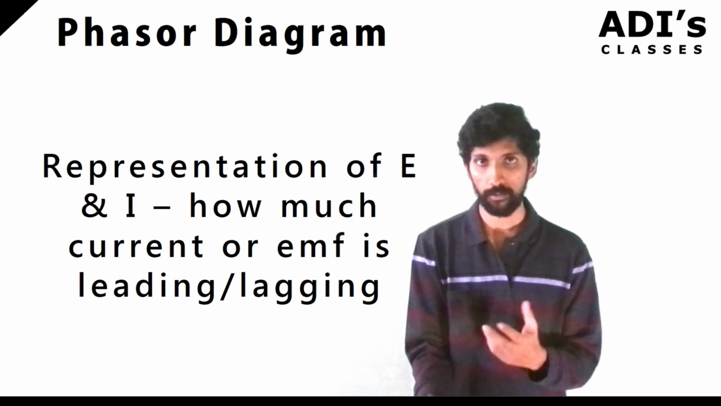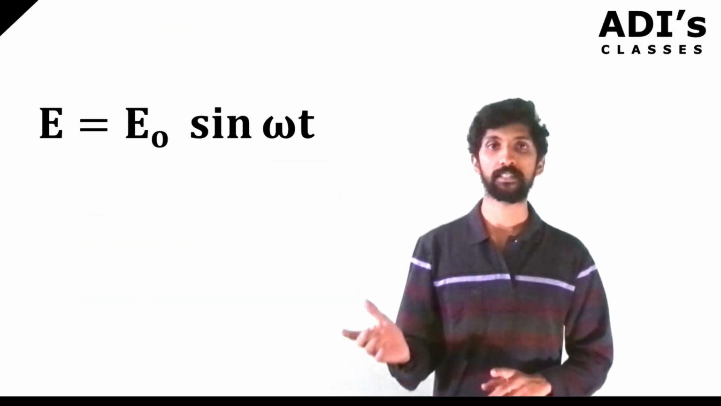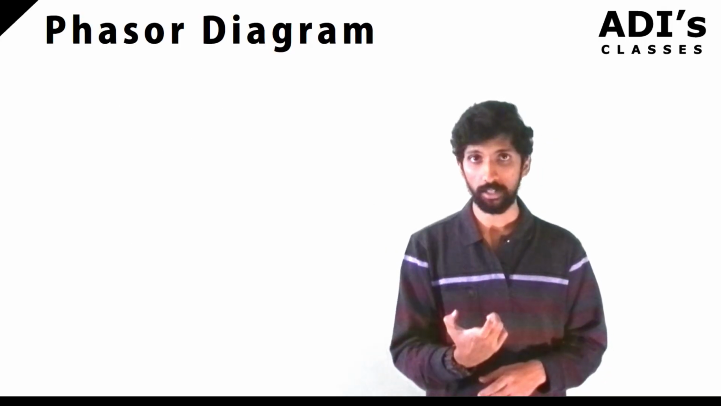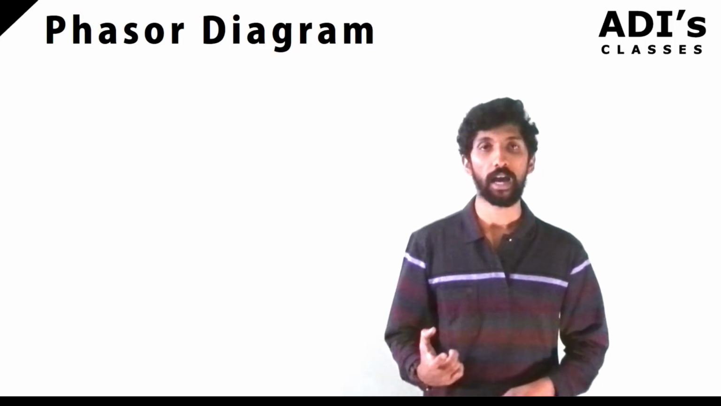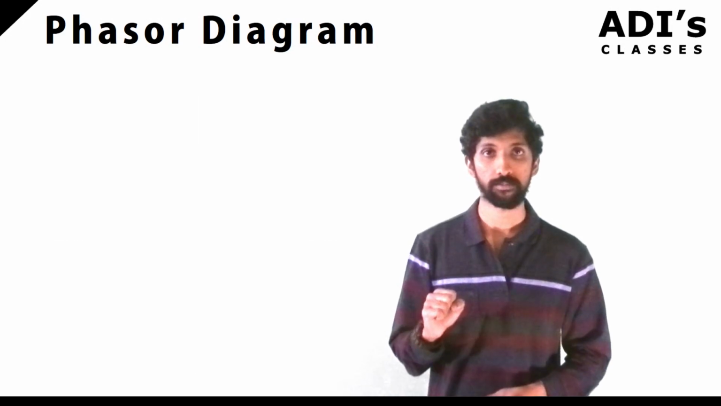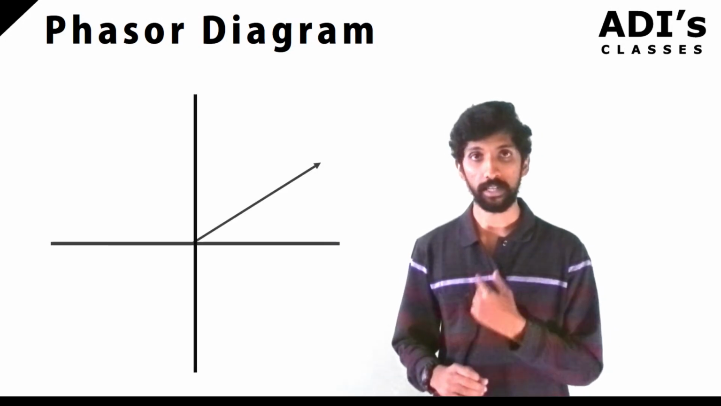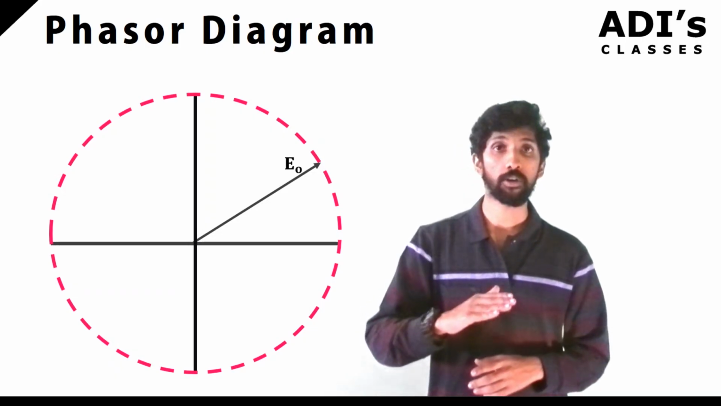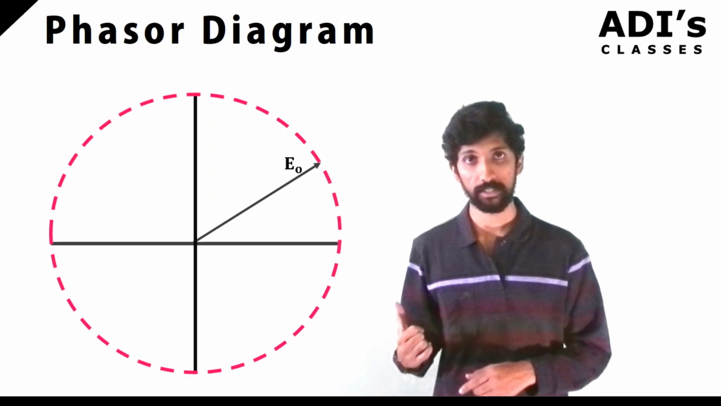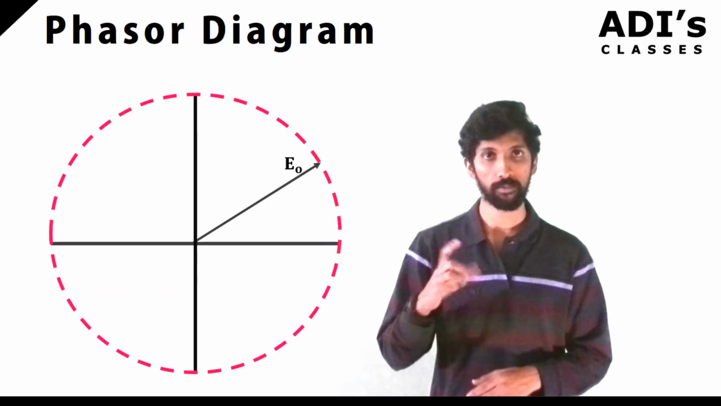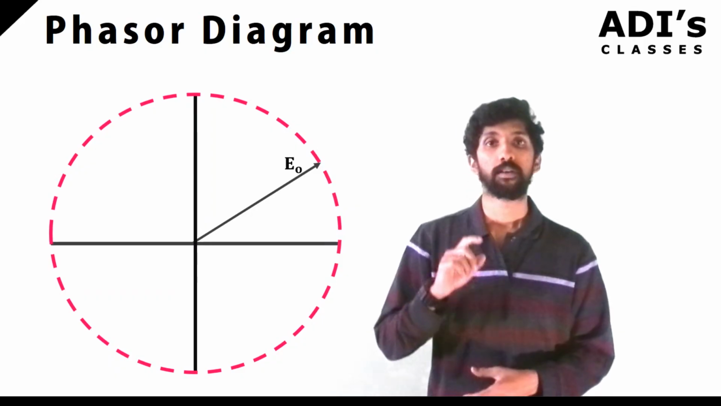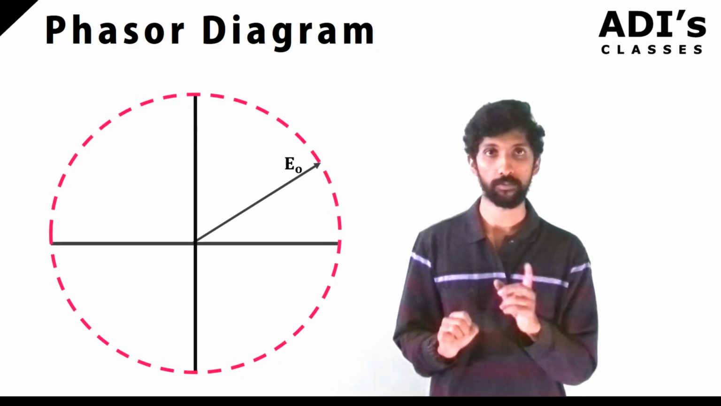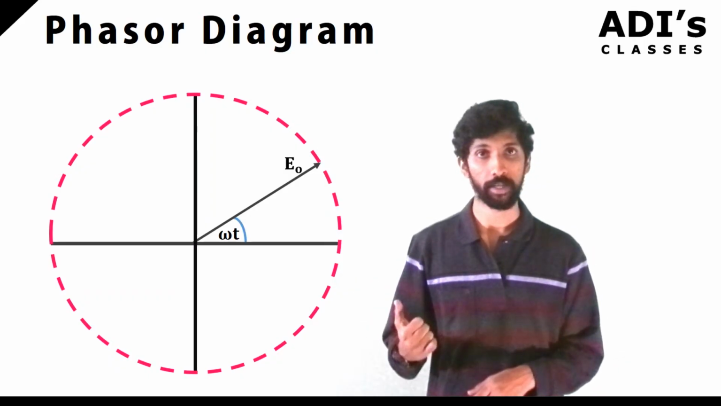Let me explain what this is. Let's say E is equal to E naught sine omega t. Now we represent E naught, being the peak value, as the radius of a circle. So E naught is the radius, and this will be the circle. Now the projection of E naught on the y-axis or the x-axis will give us the value. Now look at the angle. This angle is omega t. So we have E naught and omega t.